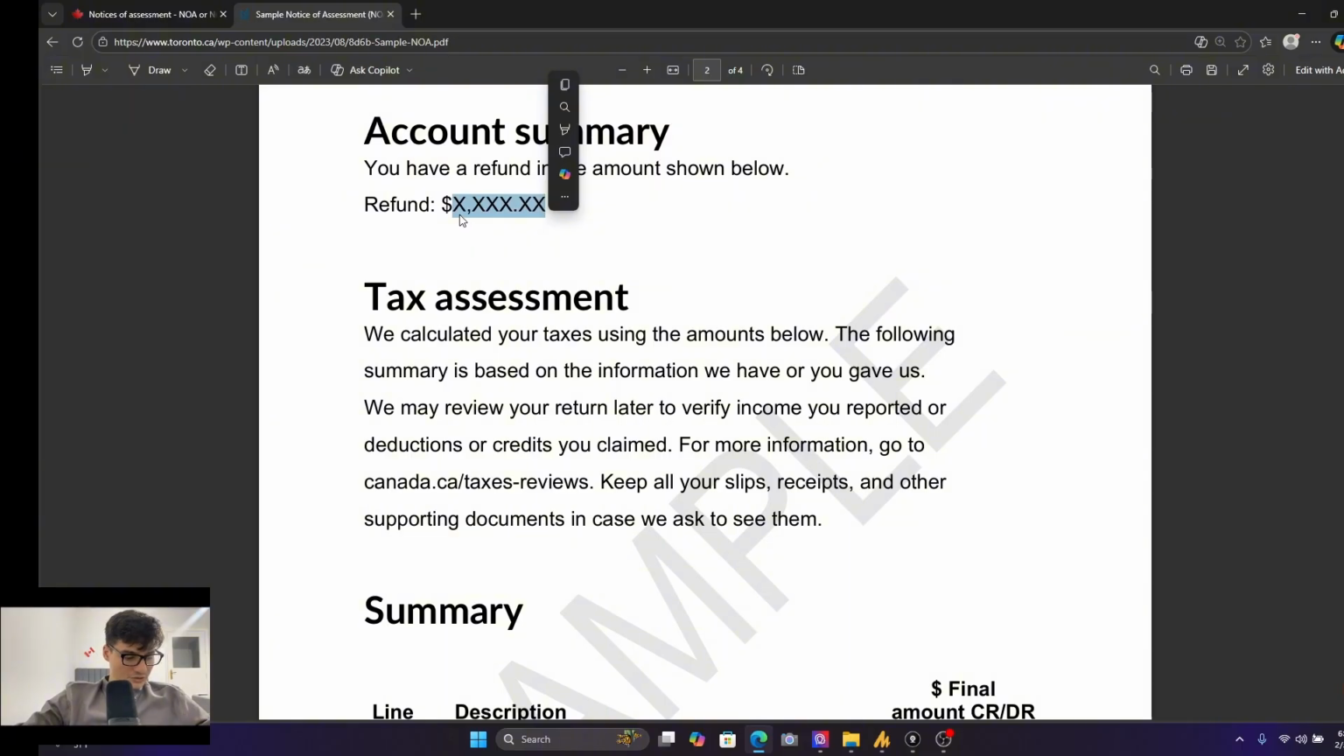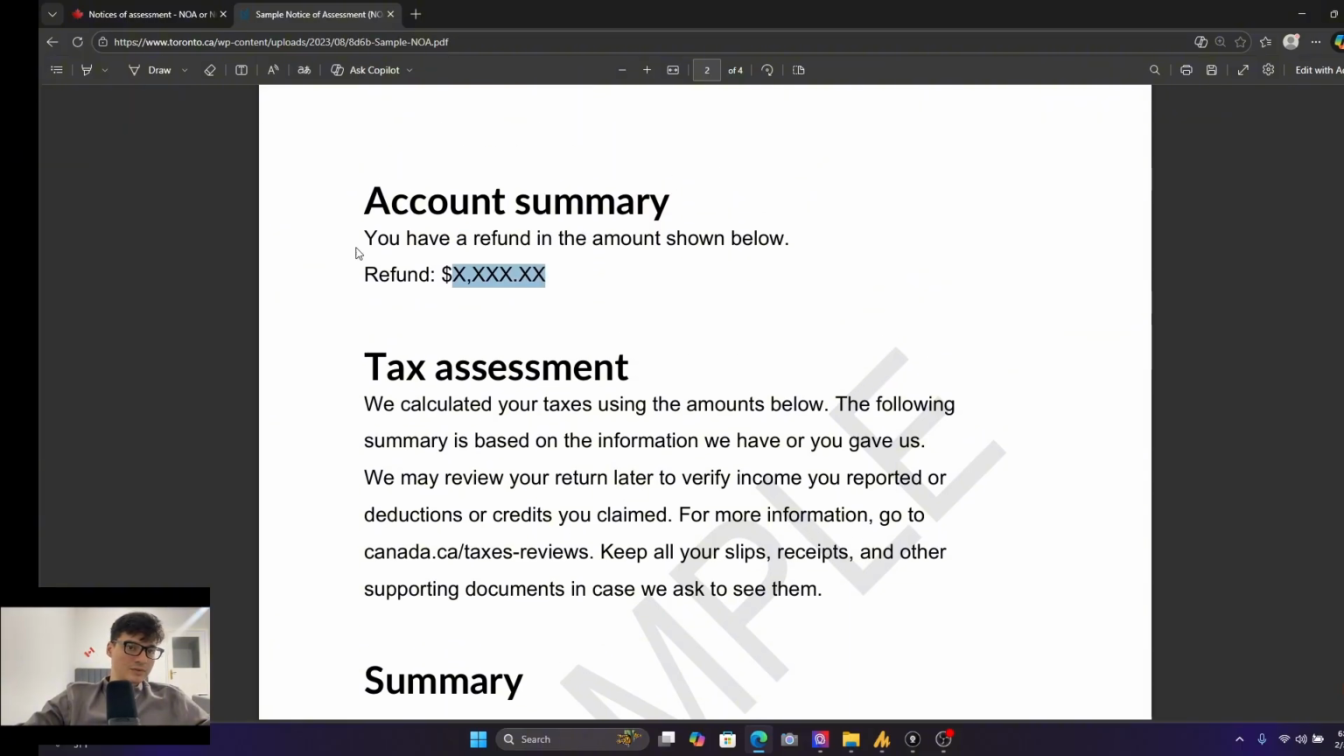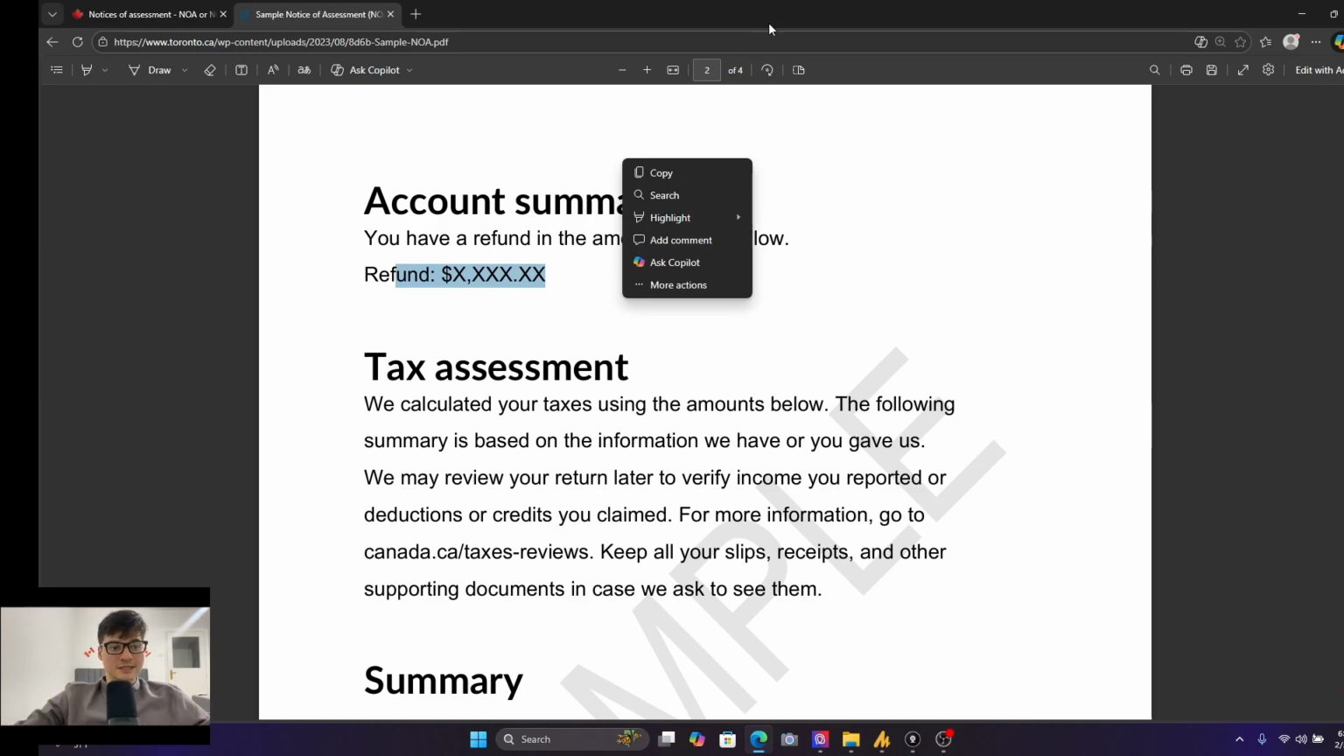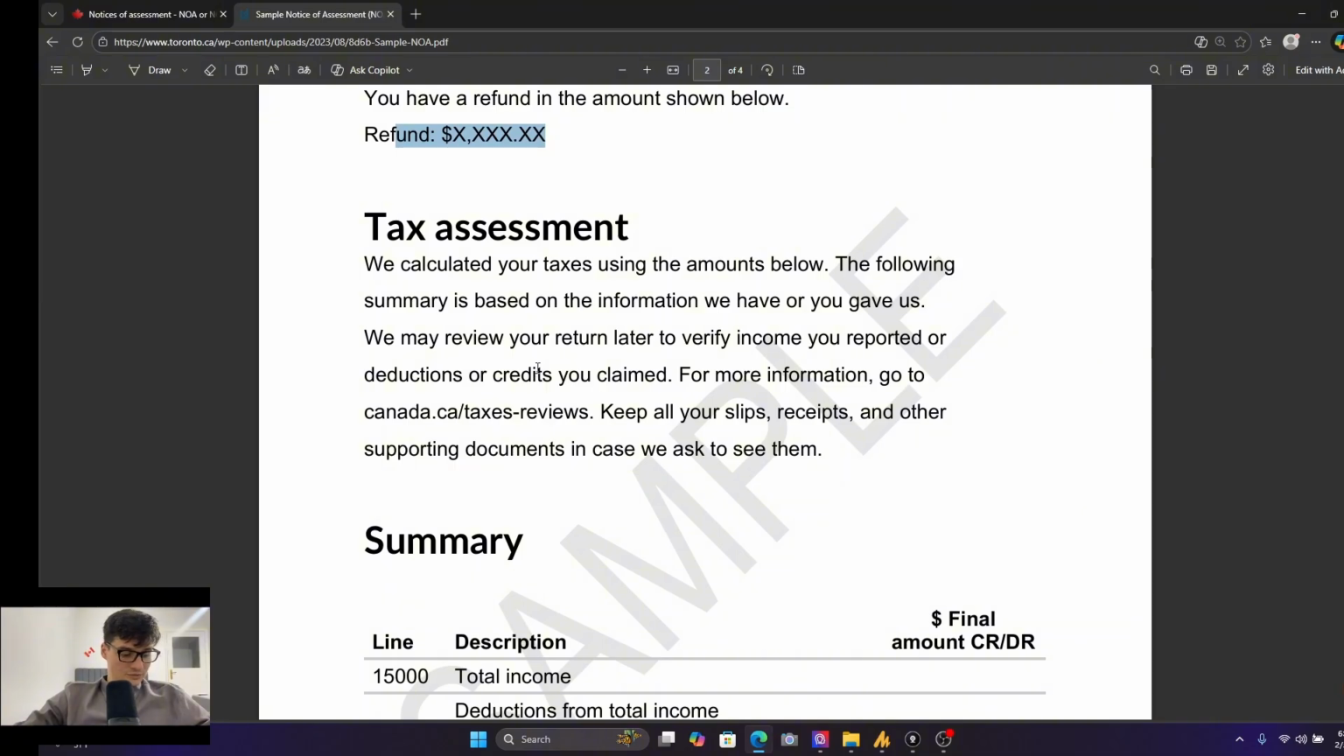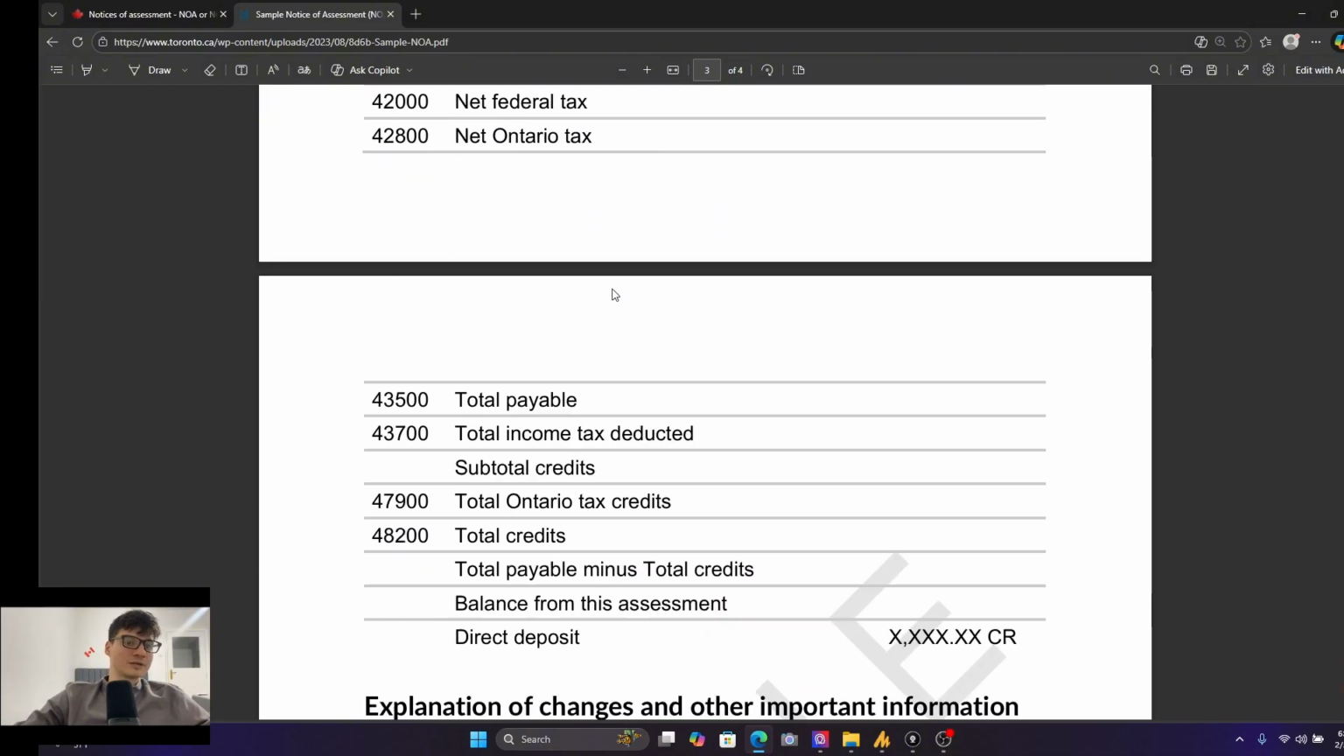Okay, so again, if you had an amount that was owed, you want to pay it right away because interest is accruing continuously from that day on. So you want to make sure that you pay it right away. You go onto that website and you see how you can pay it efficiently. Okay. So we talked about the tax summary, what those mean.